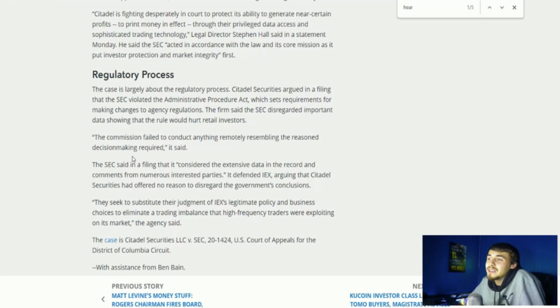The SEC said in a filing that it considered the extensive data in the record and comments from numerous interested parties. It defended IEX, arguing that Citadel Securities had offered no reason to disregard the government's conclusions. "They seek to substitute their judgment for IEX's legitimate policy and business choices to eliminate a trading imbalance that high-frequency traders were exploiting on its market," the agency said.